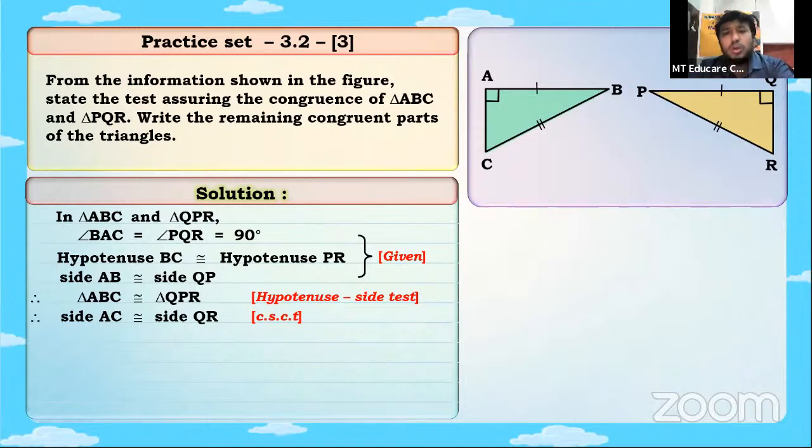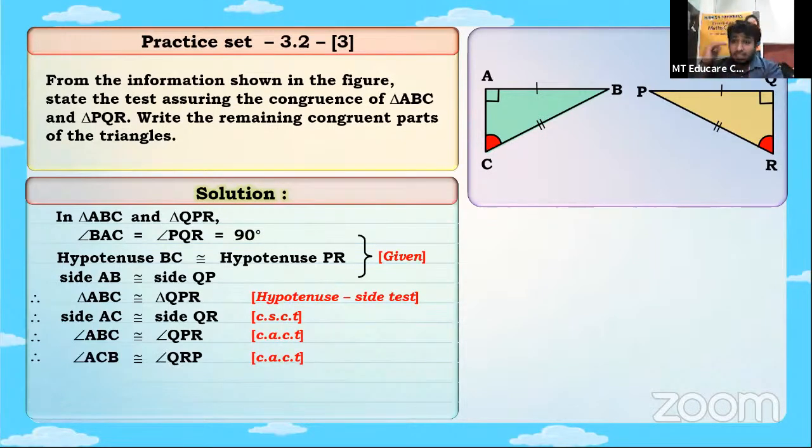Angle B will be congruent to angle P. Angle B, how will it be written in 3 alphabets? It will be written as angle ABC, congruent to, how will we write P? QPR. Reason will be CACT, corresponding angles of congruent triangles. And angle C will be congruent to angle R. How will you write C, students? Angle ACB congruent to angle QRP. And the reason will again be CACT, that is corresponding angles of congruent triangles.